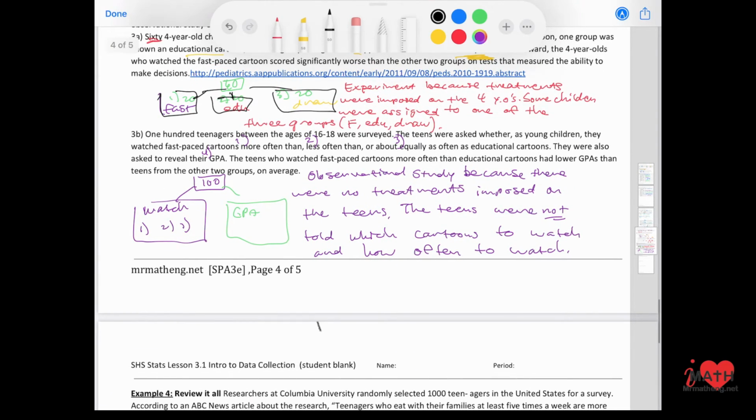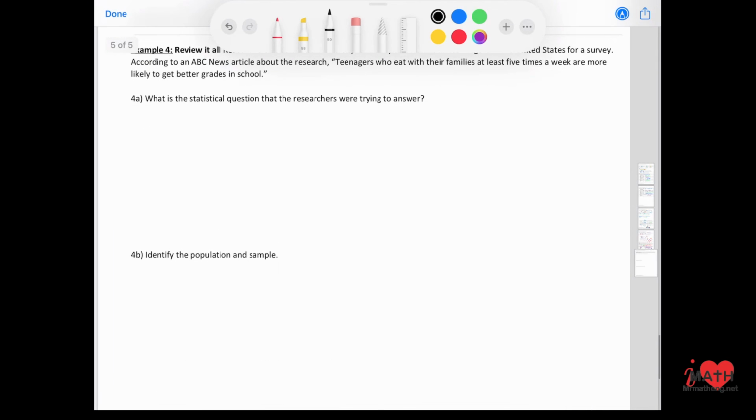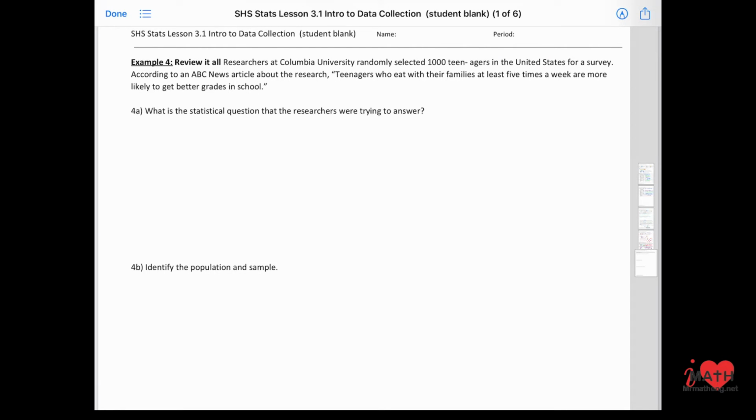Okay, go ahead and press pause, and let's review it all. You do example number 4 that does everything that we just learned. All right, let's go over this one. Last one, review it all. Researchers at Columbia University randomly selected 1,000 teenagers in the United States for a survey. According to the ABC News article about the research, teenagers who eat with their families at least 5 times a week are more likely to get better grades in school. What is the statistical question that the researchers were trying to answer?